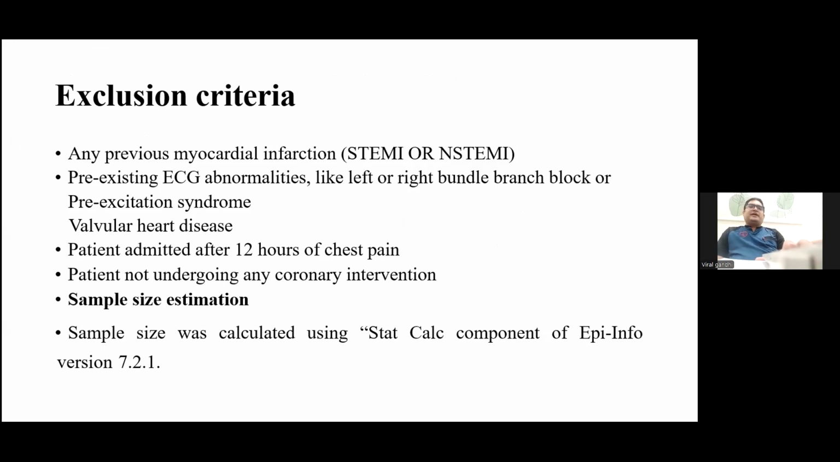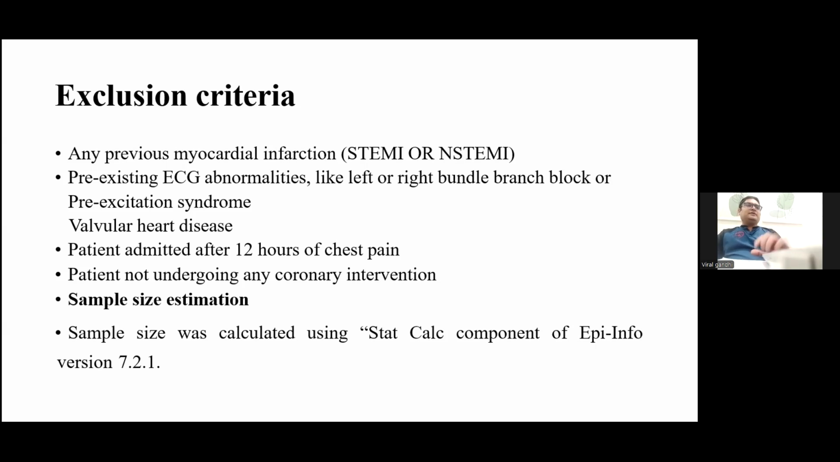As for the exclusion criteria, we excluded patients with any previous ischemic heart disease, like STEMI and NSTEMI, and pre-existing ECG abnormalities like pre-excitation syndrome or any pre-existing RBBB or LBBB. We also excluded patients with any valvular heart disease, patients who came after 12 hours of chest pain, or those who did not go for coronary intervention. Sample size was calculated from the StatCalc component of Epi Info version 7.2.1.